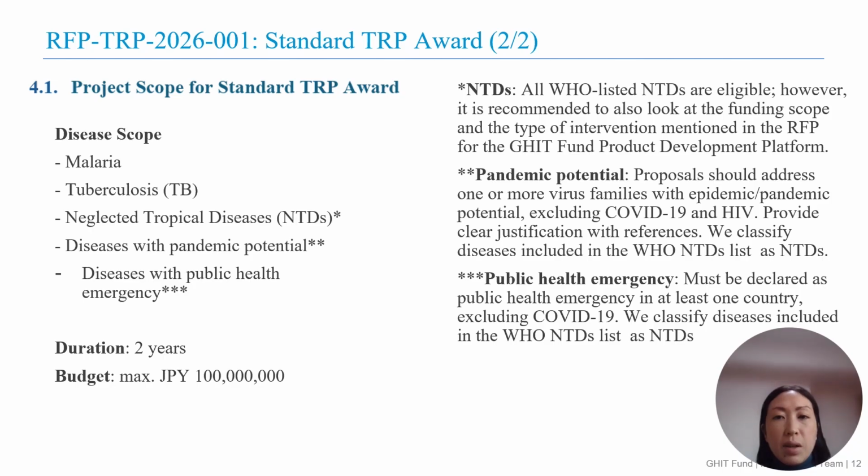For public health emergency, the disease must be officially declared as such in at least one country. Again, if the disease is included in the NTDs, we classify your target disease as NTDs. These criteria apply across TRP and the PD platform.